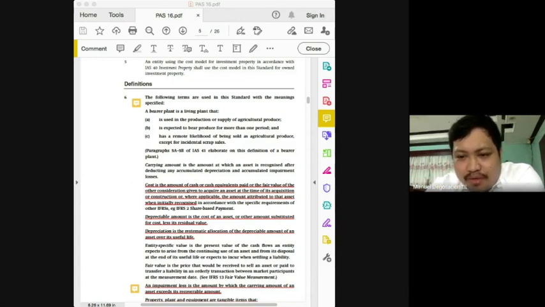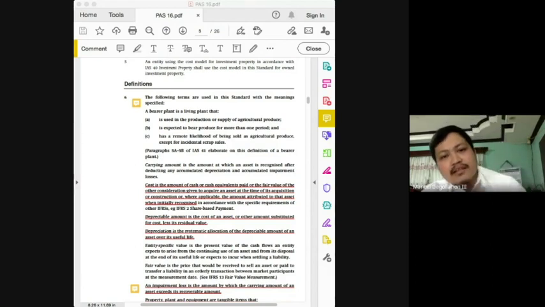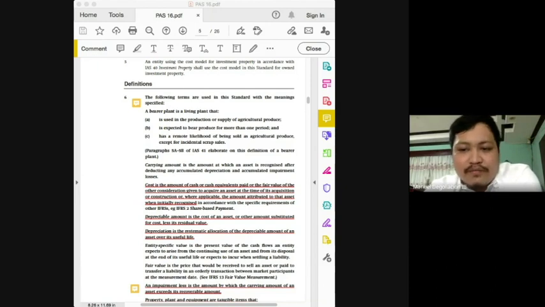Okay, but going back to the coconut tree, if the entity changes its mind and decides to get lumber from the coconut tree, then the tree may be reclassified from being a bearer plant, which is an item of PPE, to a biological asset. So it is possible for a plant to start as property, plant, and equipment, being a bearer plant, and later on be reclassified as a biological asset.